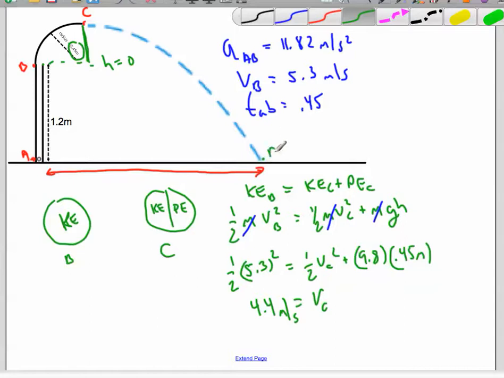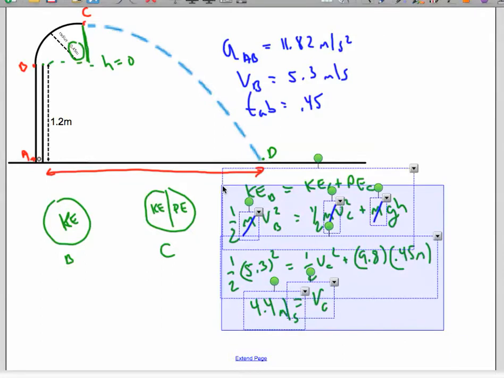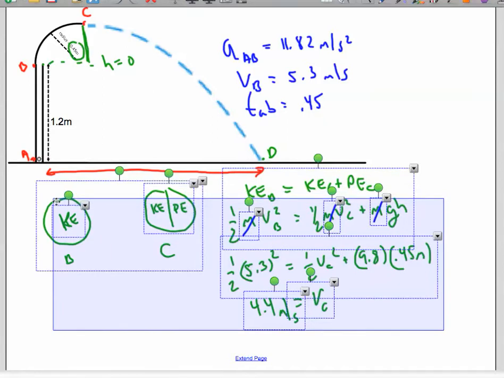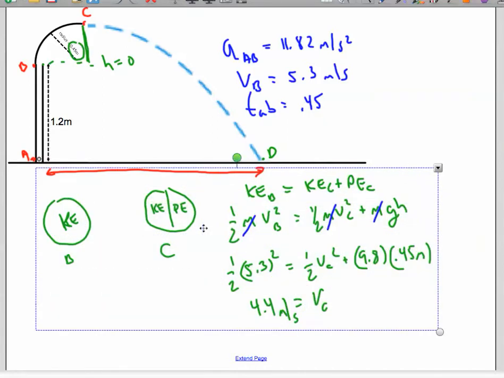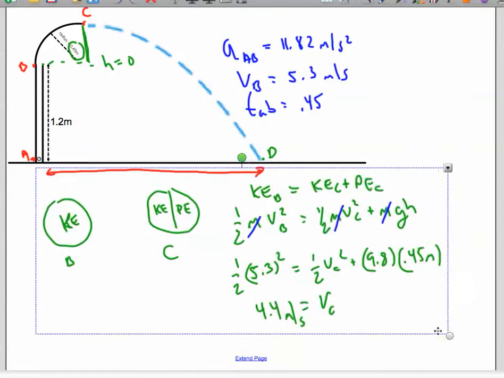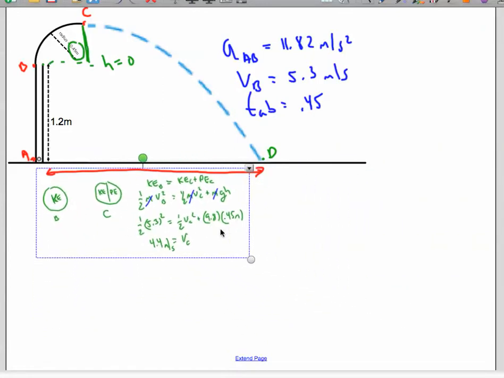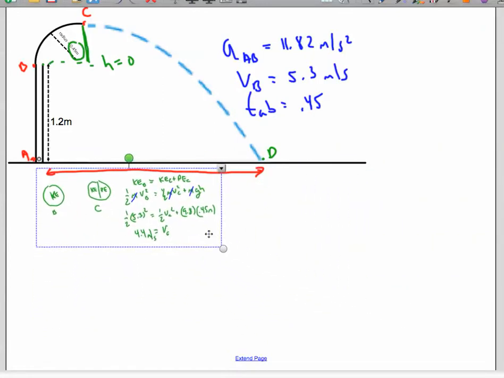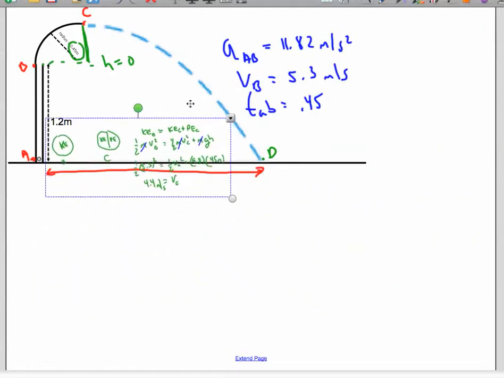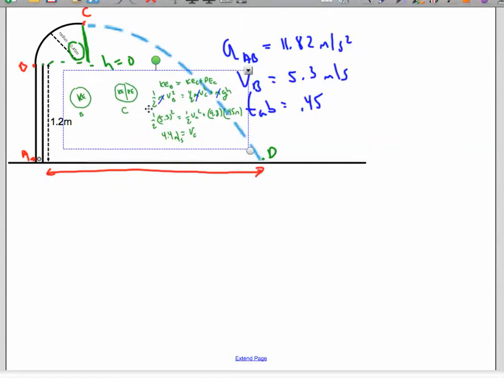So I lost my D. And so let's tuck this stuff here, our energy material. Let's tuck that up, and then we'll go ahead and do the last part. Just tuck this right up in there.